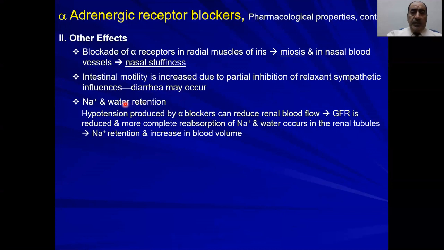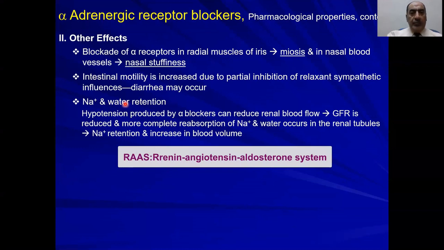Sodium and water retention. They can cause sodium and water retention. This is because they will decrease the renal blood flow. If the renal blood flow decreases, this will activate beta 1 receptors in the juxtaglomerular cells, and this will activate the RAS system, the renin-angiotensin-aldosterone system. This will cause, at the end, sodium and water retention.